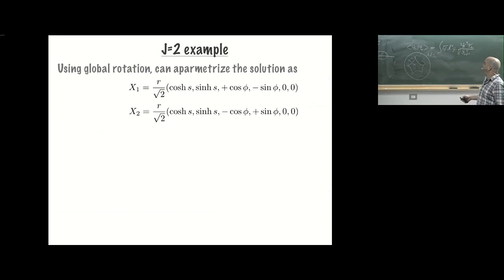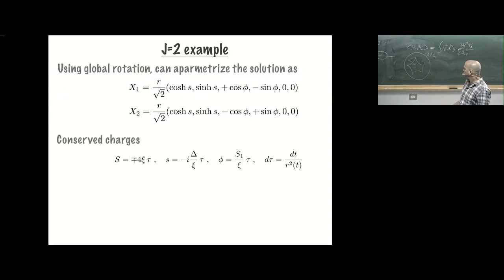For the case j equal to 2, we have just two points, so we have to parameterize them. Here r, s, and phi are just some functions of time, and you can always parameterize these two points in this way. This way was not chosen arbitrarily. This is like the time, if you want, in global AdS, which corresponds to dilatation. So symmetry fixes uniquely their dependence on time.